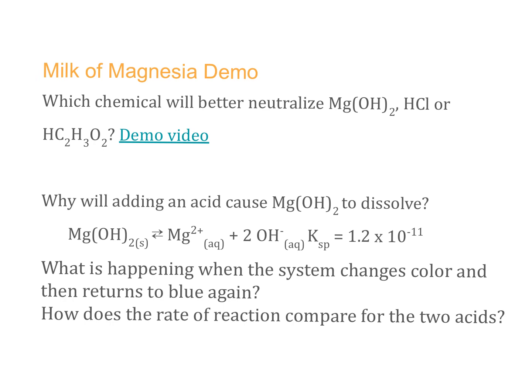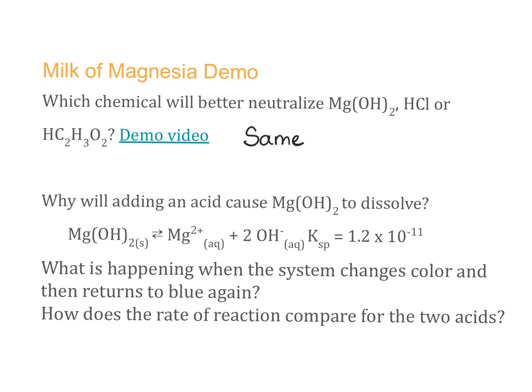Before this video, you should have already seen the milk of magnesia demo. In that demo, we took milk of magnesia, which is magnesium hydroxide, and we added either hydrochloric acid or acetic acid to two exactly the same containers of magnesium hydroxide. The acid neutralized the magnesium hydroxide base, and we knew that magnesium hydroxide was neutralized when the solution began to appear clear.